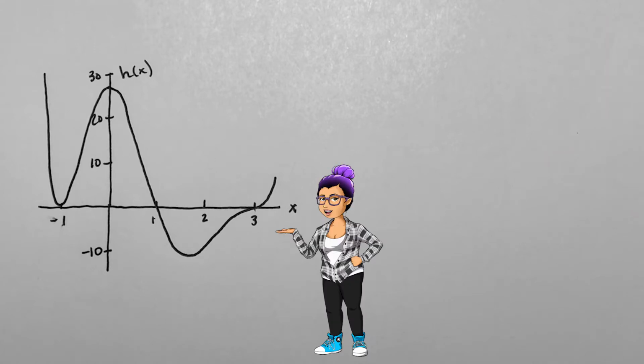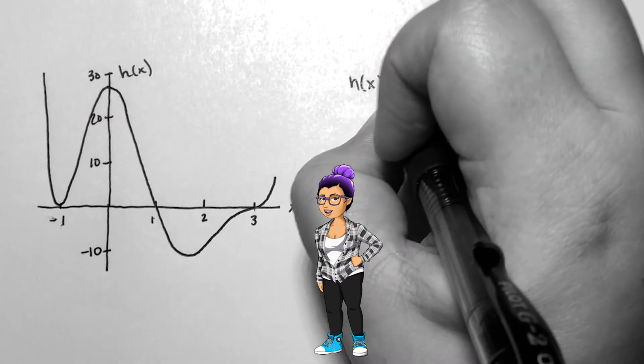This function has a 0 with a multiplicity of 2 at x equals -1, a 0 with multiplicity 1 at x equals +1, and the graph shows another x-intercept at +3. This x-intercept crosses through the x-axis but behaves differently than the 0 of multiplicity 1. The 0 at x equals +3 has multiplicity 3.